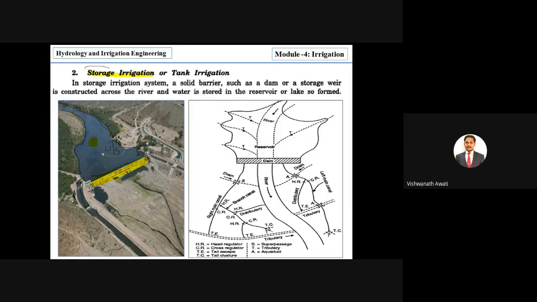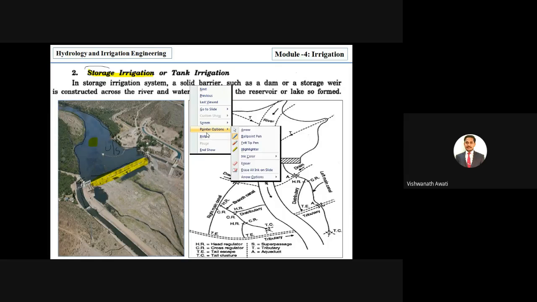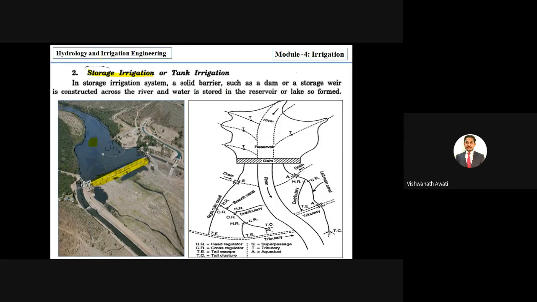And here a solid barrage or dam is constructed, right? In a storage irrigation system, a solid barrage such as a dam or storage weir is constructed across the river. The water is stored in a reservoir or lake so formed, right?